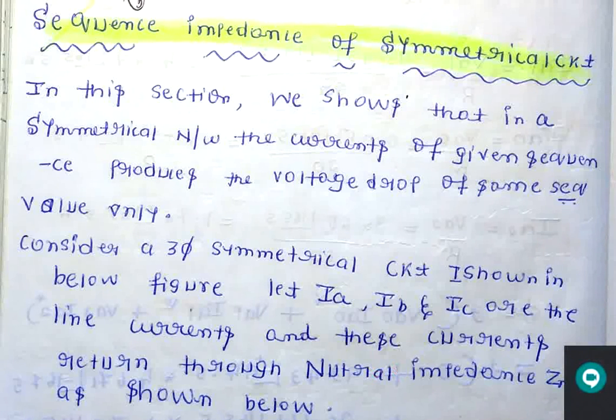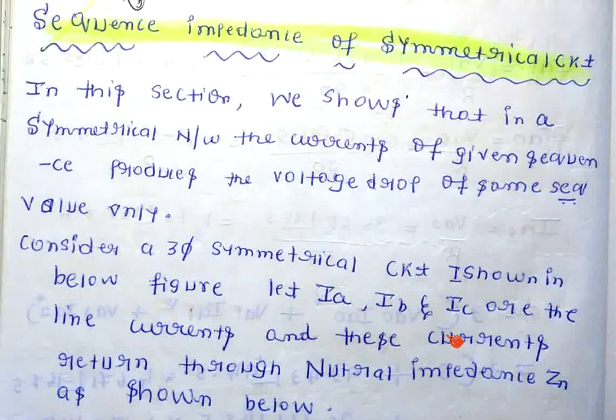Different equipment in a power system has different impedances. So for brevity, sequence impedance is classified into three groups, just as you classified the sequence components: positive sequence impedance, negative sequence impedance, and zero sequence impedance. We will see this in detail in the next lecture, but in brief I will explain each of them.